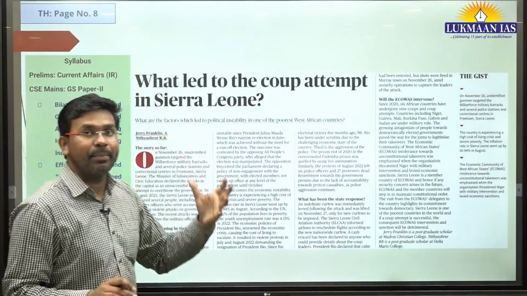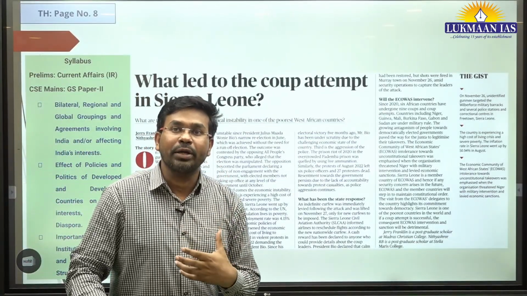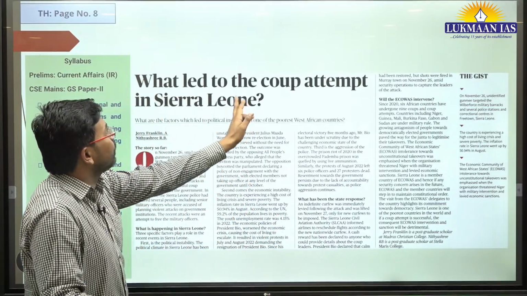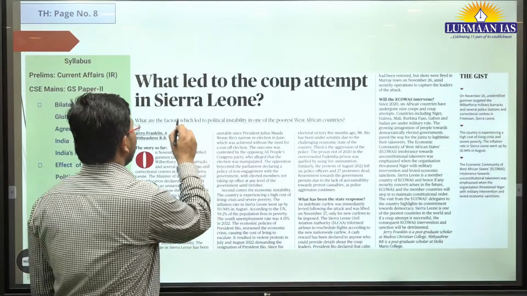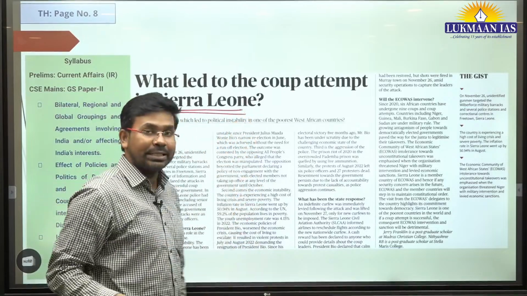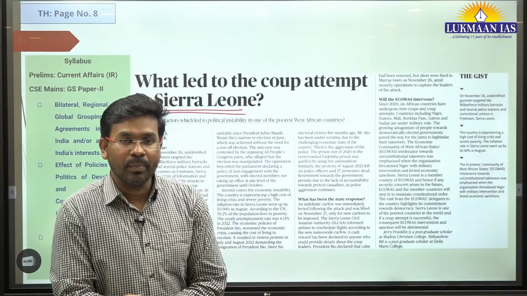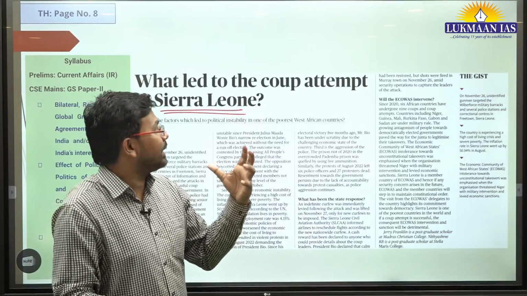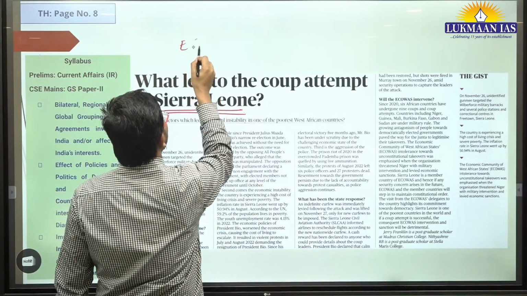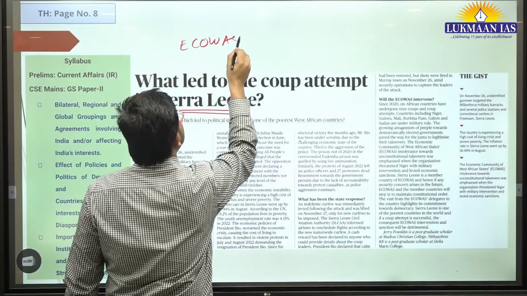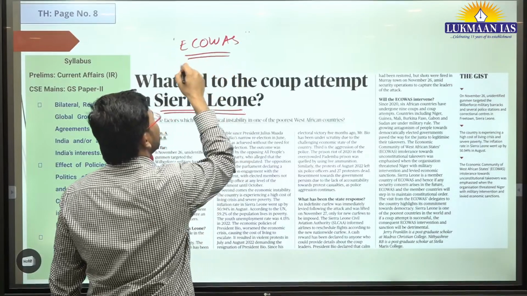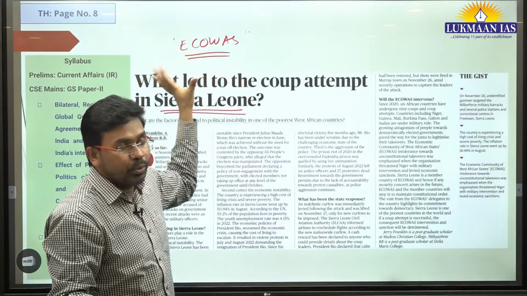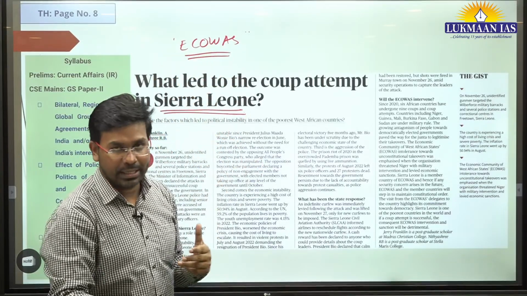Now let us understand an article from the point of view of international relations. This one asks what led to the coup attempt in Sierra Leone. Sierra Leone is a very poor country in the African region. In Africa, there is a community known as ECOWAS, the Economic Community of West African States. This ECOWAS region includes Sierra Leone also.